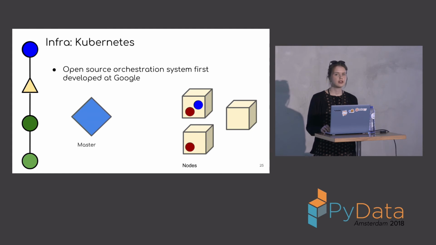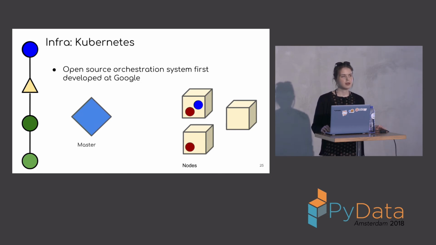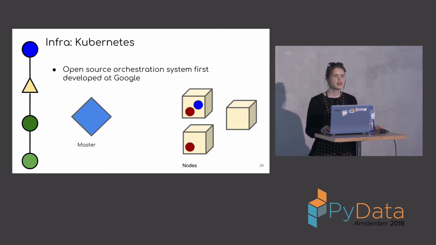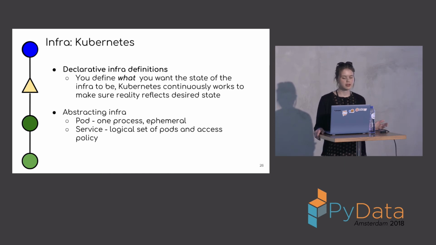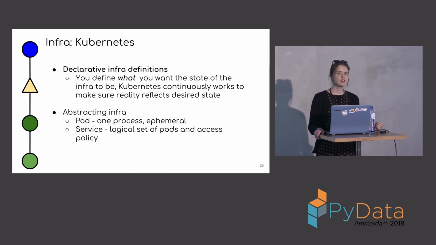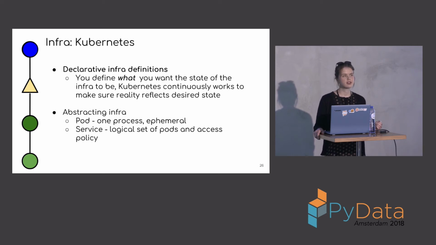This component manages a cluster of nodes, which are, for example, virtual machines on your favorite cloud provider. And it takes care of scheduling containers, scheduling applications, load balancing, failover, and making sure that the state of the cluster is always in the desired form. So there are two key things that have been very interesting about Kubernetes. First of all, Kubernetes has introduced what's known as declarative infrastructure definitions.